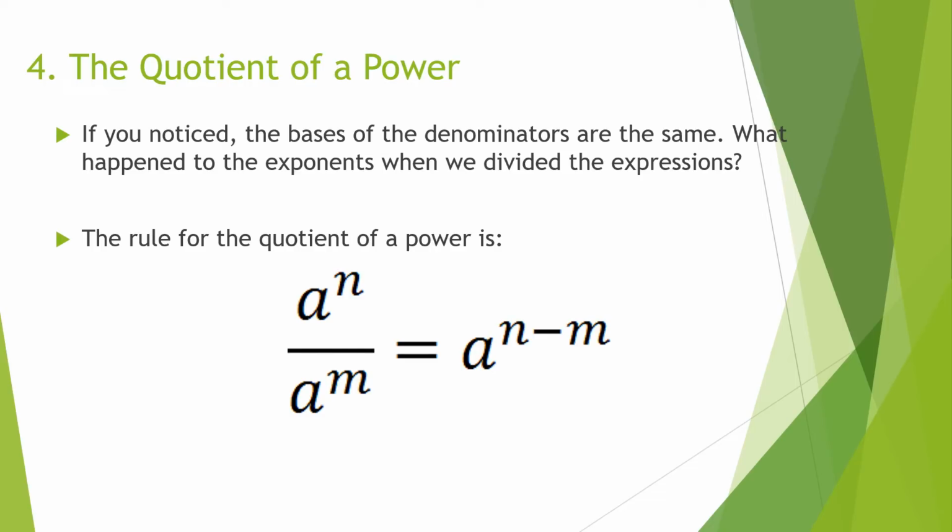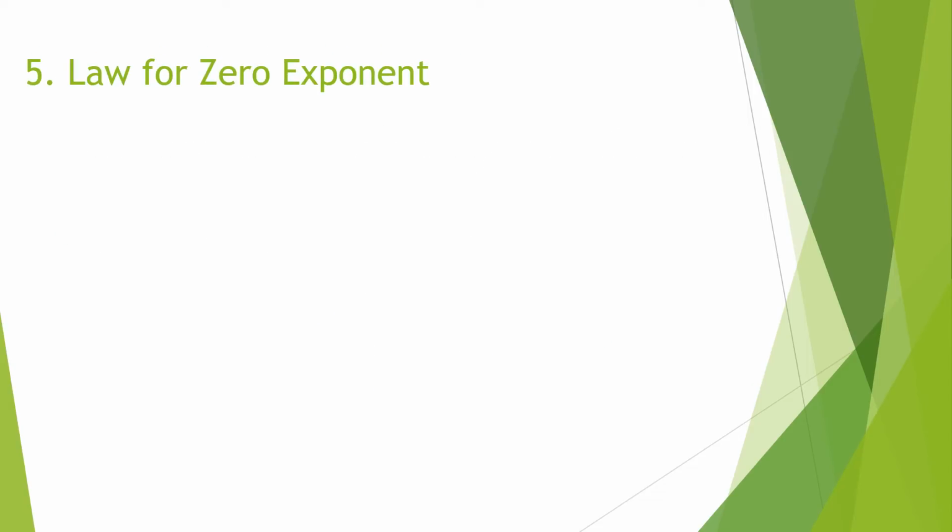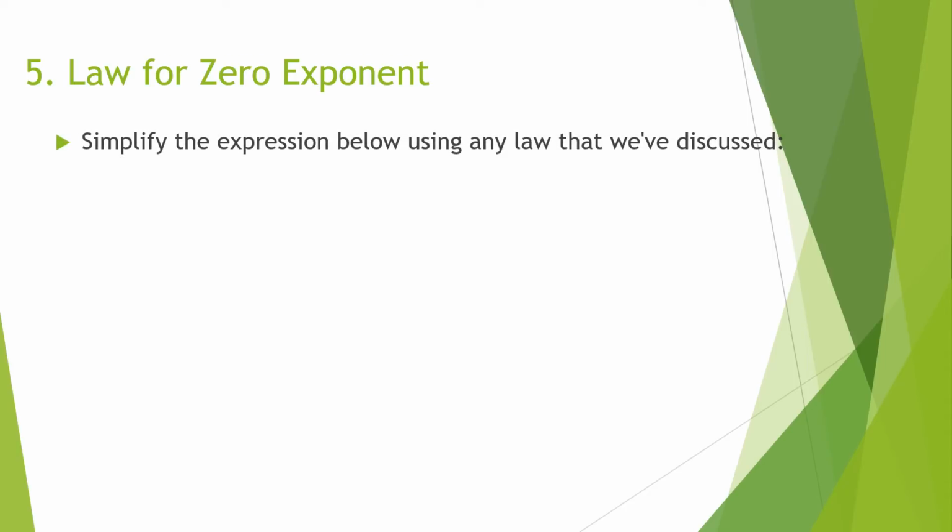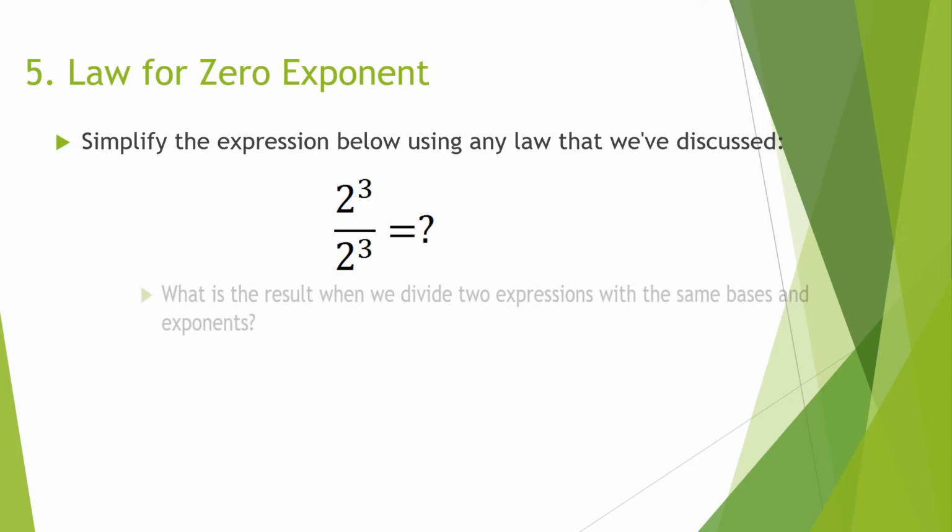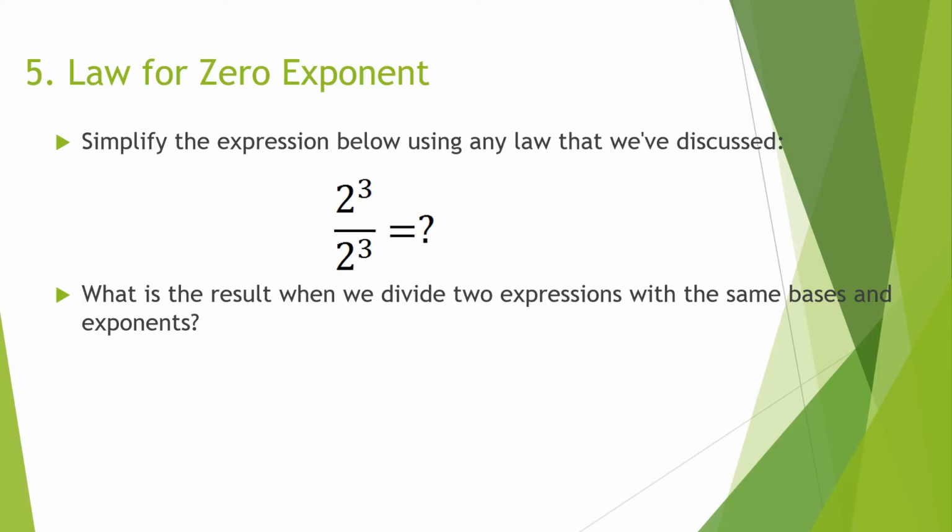Let's continue with law number 5. For the fifth law, we have the law for zero exponent. Let us simplify the expression below using any law that we've discussed. What is the result when we divide 2 cubed over 2 cubed? Let us first use the previously discussed rule. So we have 2 cubed over 2 cubed, so that can be 2 raised to 3 minus 3, which is equal to 2 raised to 0. Am I right?